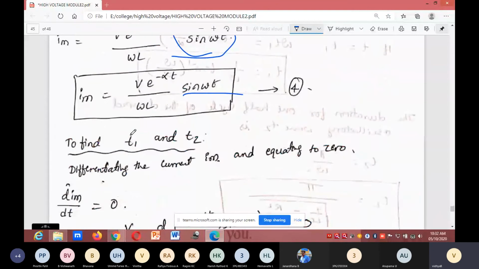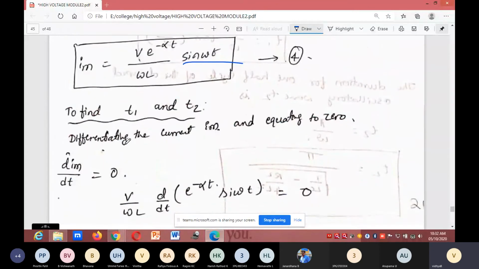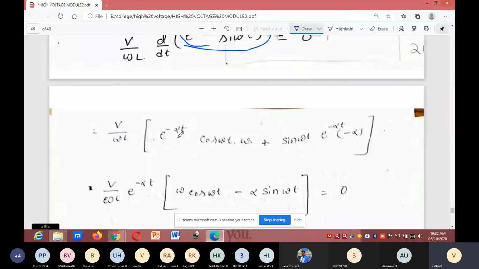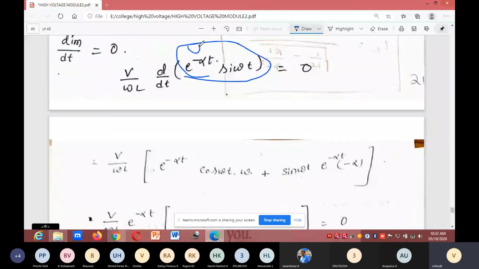Now we need to find out T1 and T2. Differentiating the current Im and equating to 0, we get V by omega L. You differentiate this one, e to the power of minus alpha t into sine omega t. This is u and this is v. First u as it is, v differentiation: differentiation of sine omega t gives cos omega t. And here v will be the same as it is, and u dash means differentiation of u, e to the power of minus alpha t into minus alpha.